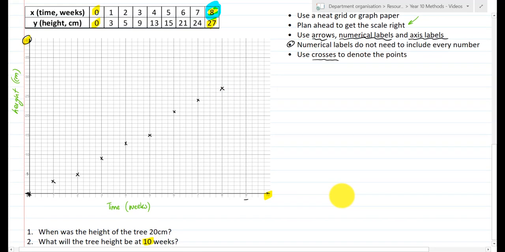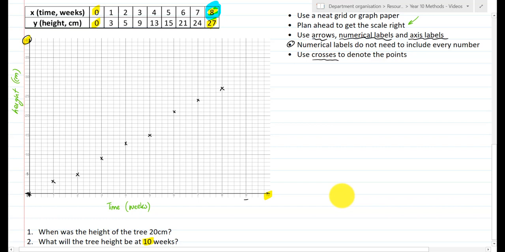And my questions say, when was the height of the tree 20 centimeters? And what will the tree height be at 10 weeks? Now, for questions like this, I really need to seriously consider a line of best fit, because all I've got here is a trend.